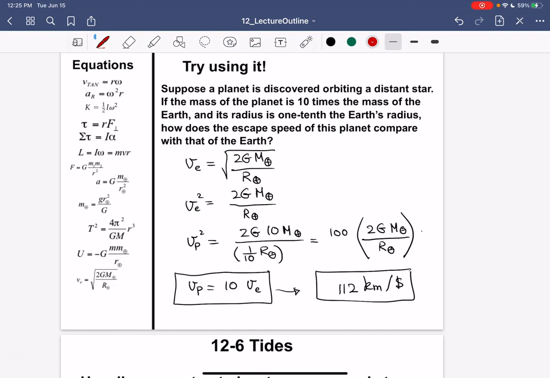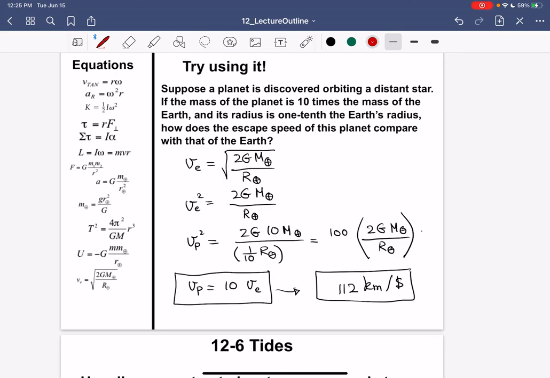Here, just to show you how we are calculating the escape velocity and how it is affected by the mass and the radius. Suppose a planet is discovered orbiting a distant star. If the mass of the planet is 10 times the mass of the Earth and its radius is 1/10 of the Earth's radius, how does the escape speed of this planet compare with that of the Earth?